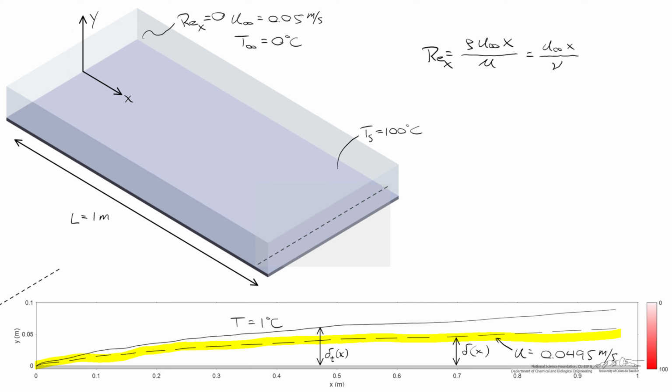As we continue all the way down, at the end of the plate we'll be at a value of x equals L. And we're going to define this one now, the length scale. We're going to use Re sub L to define the length scale, and that's going to be equal to u infinity times L divided by the kinematic viscosity. So the highest Reynolds number we're going to see in this scenario will occur at the end of the plate.